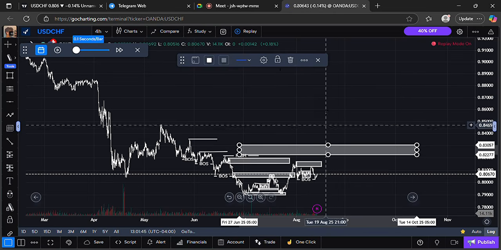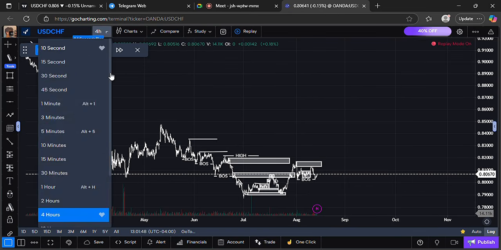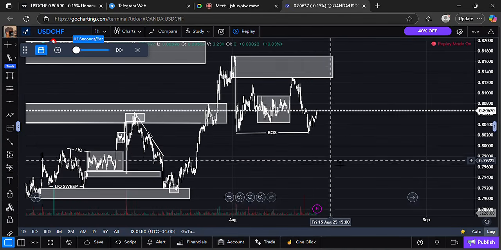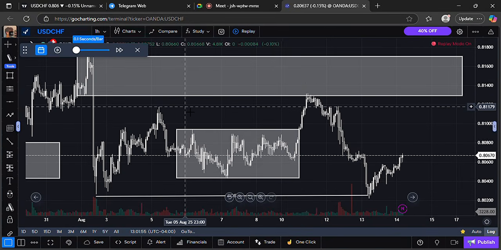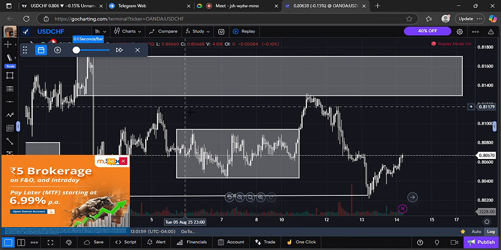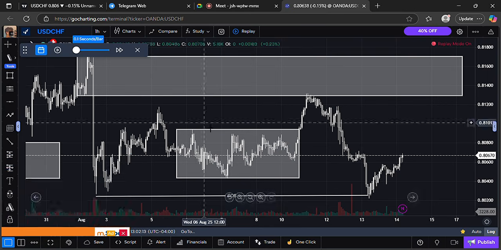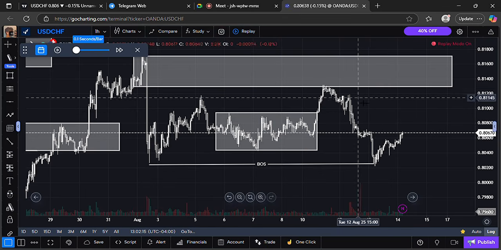Okay, makes sense. Thank you. Yeah, that's a good thing. I mostly try this. What I do is I enter directly from the zone with a smaller lot. Then after confirmations, I go on with the bigger lot, which helps me, because if I miss the entry with confirmation, that will still give me some profits.